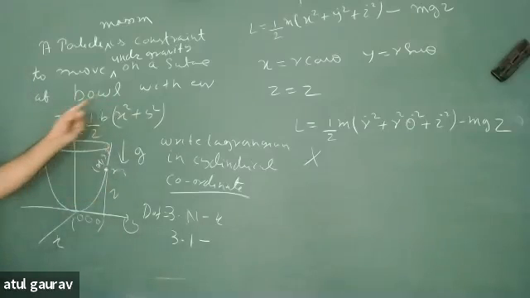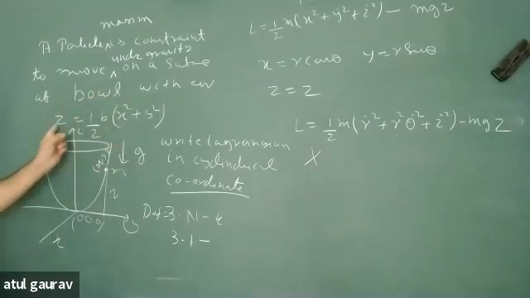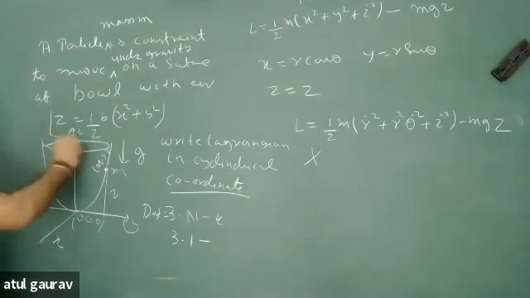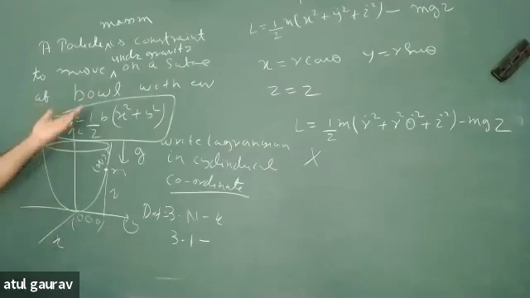This is the equation of constraint. z is equal to half b (x square plus y square). This is nothing but the holonomic constraint, and in this problem, they have given you the holonomic constraint.